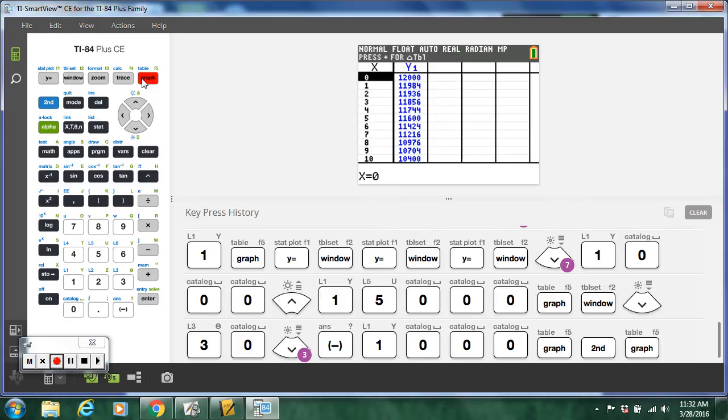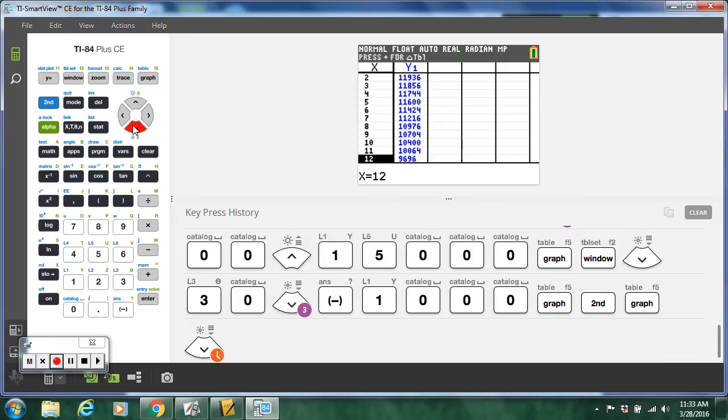And the first ones are in the table, pretty easy, aren't they? You can see them. 3 is 11,856. 6 is 11,424. How do I see the rest of them? I could go down through here and scroll down until I get to 24, 21, all those. What's another way I can do it though?